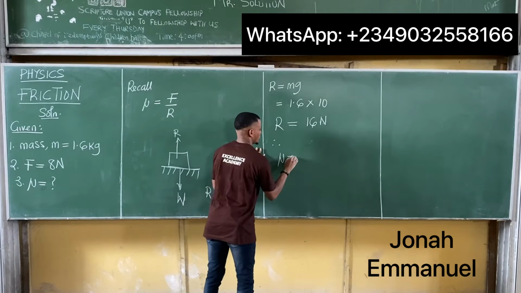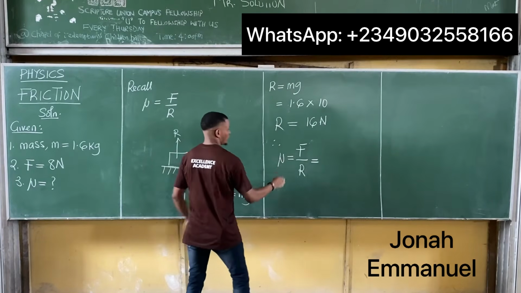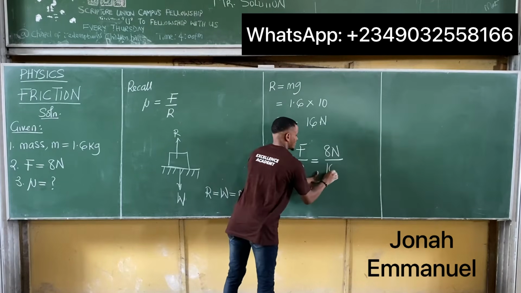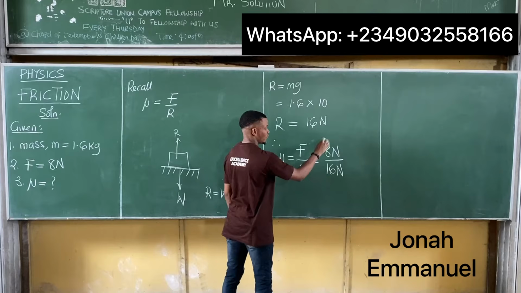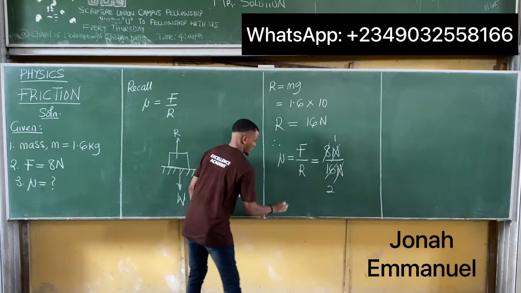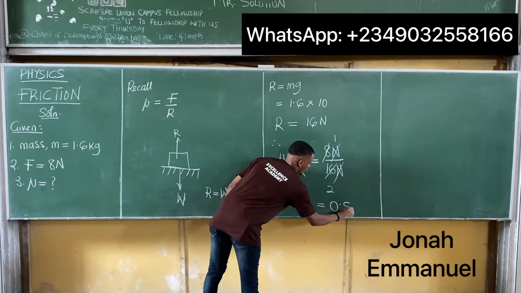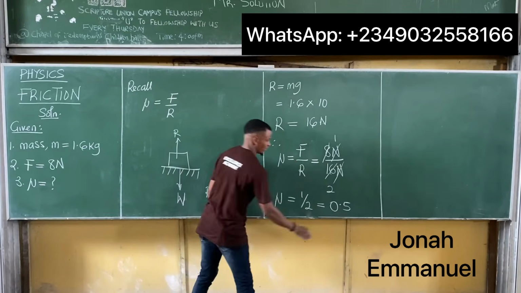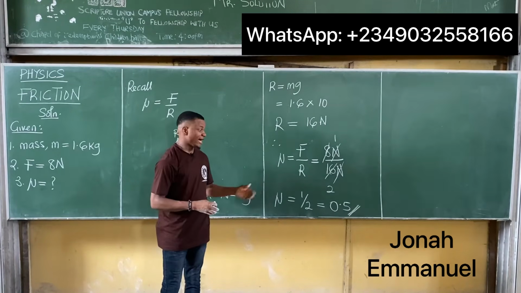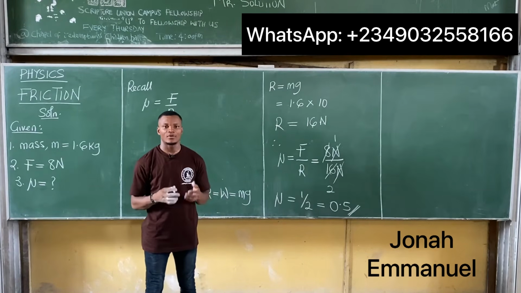the coefficient of friction is equal to F all over R. That's equal to F, frictional force, we said is 8 Newton, all over R, normal reaction, we said is 16 Newton. Alright, so if I work on this, Newton cancels Newton. 8 here, 1, 8 here, 2. That's equal to 1 over 2. In decimal, that gives you 0.5. So the coefficient of friction is 0.5. Remember we said it has no SI unit. So my answer to this question is 0.5. So this is how you solve this question.